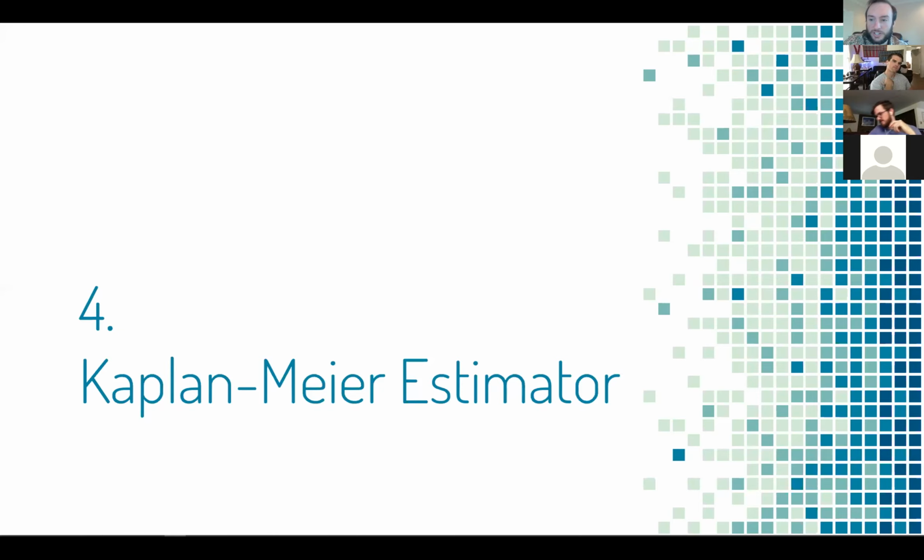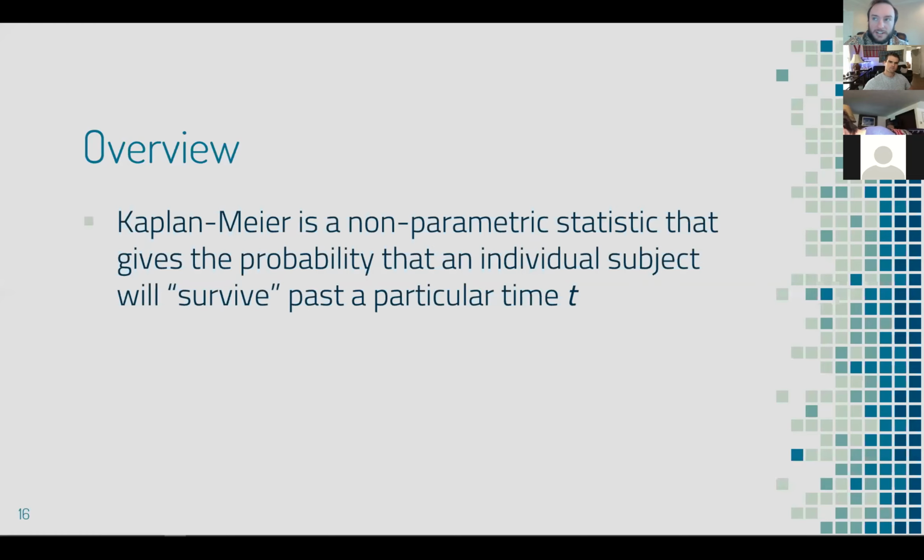Okay, now we're going to discuss our first methodology, the Kaplan-Meier estimator. As stated before, the Kaplan-Meier estimator is used whenever you're interested in determining the probability of surviving past a particular point in time, t, we'll call it. So what does non-parametric mean? Non-parametric just means that it's not reliant on an assumed underlying distribution. We're all familiar with the normal distribution, but for simplicity's sake, it doesn't have to be a normal distribution.